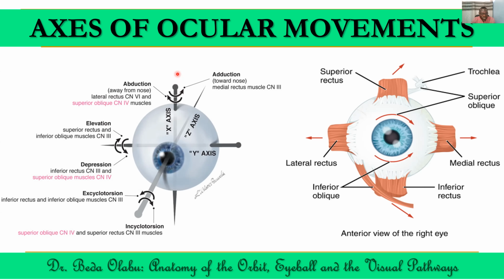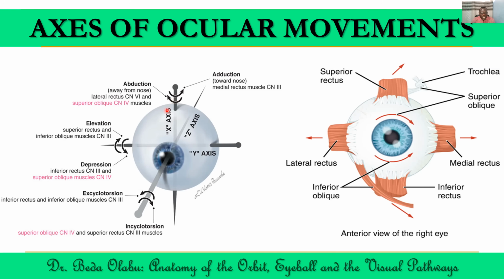Then we have this vertical axis. The vertical axis is vertical through each eye. The vertical axis allows for adduction and abduction movements of the eye. So if you focus on my right eye, that is adduction, it faces medially, and that is abduction, it faces laterally.